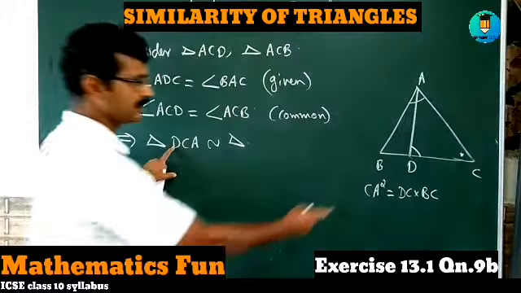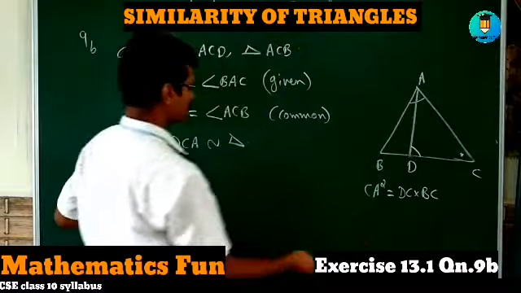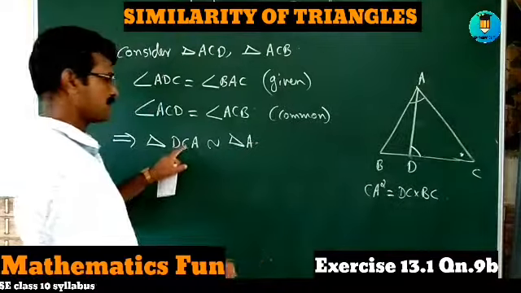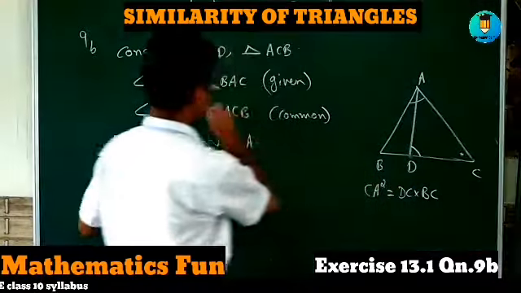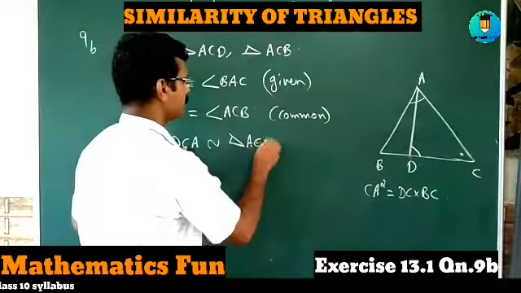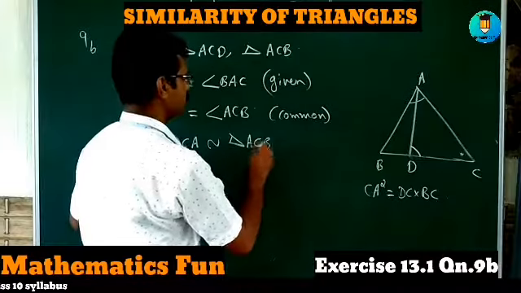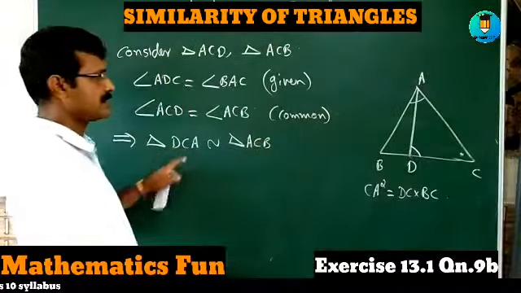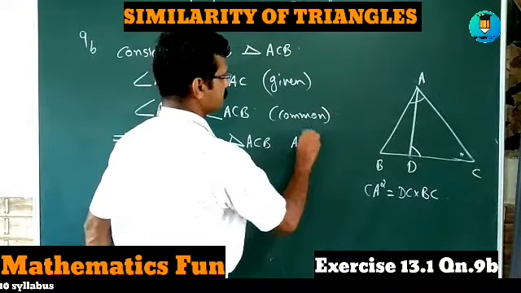D corresponds to what angle? A. So here we start with A. Corresponding to C, C was common for both. So I started with A, then ACB I write. These two triangles are similar by the AA theorem.